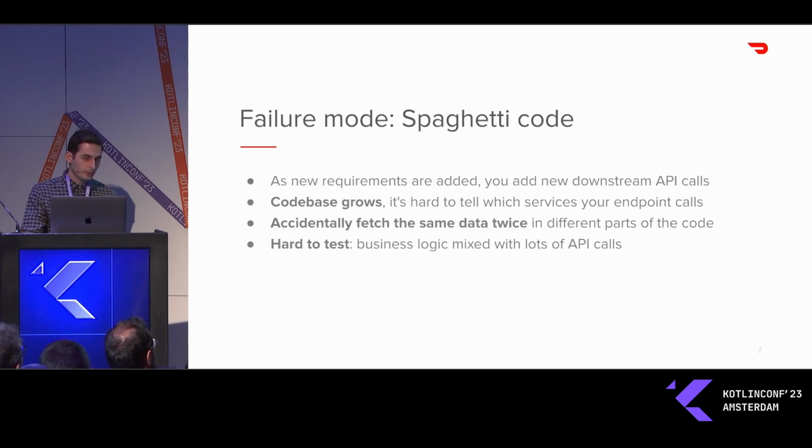The failure mode that you'll run into here is that your code will become spaghetti code. As new requirements are added, you're going to add new API calls, and you'll mix them in with the business logic in the most convenient place. As the code base grows, it becomes hard to tell which services your endpoint calls. You'll accidentally fetch the same data twice in different parts of the code, and it'll be hard to test since your business logic is mixed in with a bunch of API calls.